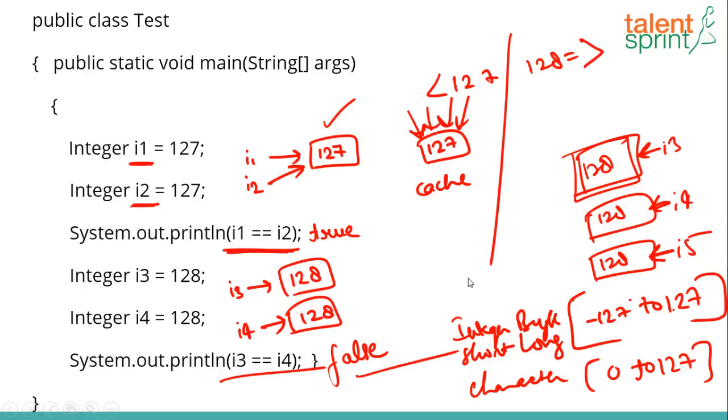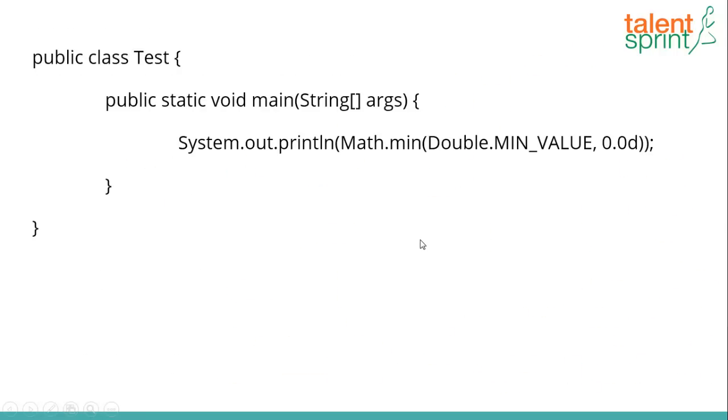Float and double don't have the concept of caching. Every time you create an object, even with a similar value, it will be a new object. It will not be in the cache, whatever value you take for float or double. Character is 0 to 127. Alright. Jumping on to the next one. Again, a one-liner. So this one should be quick.